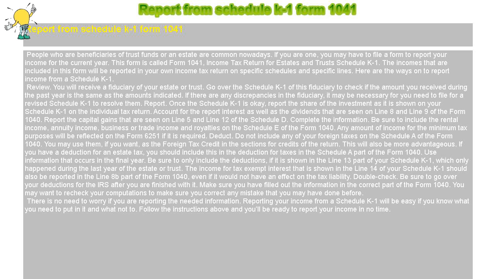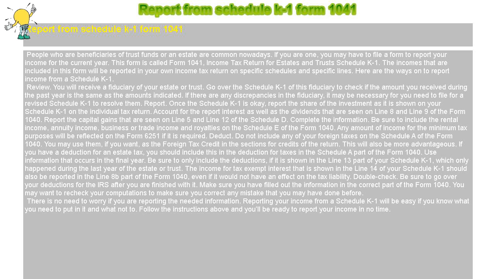Deduct. Do not include any of your foreign taxes on the Schedule A of the Form 1040. You may use them, if you want, as the foreign tax credit in the sections for credits of the return. This will also be more advantageous. If you have a deduction for an estate tax, you should include this in the deduction for taxes in the Schedule A part of the Form 1040.